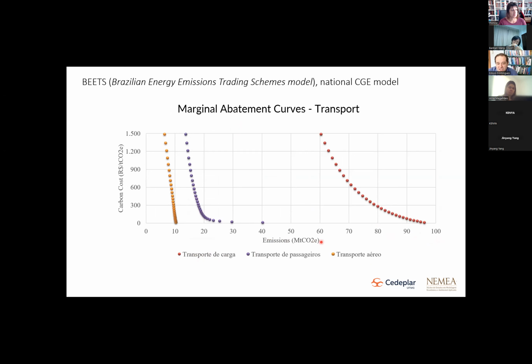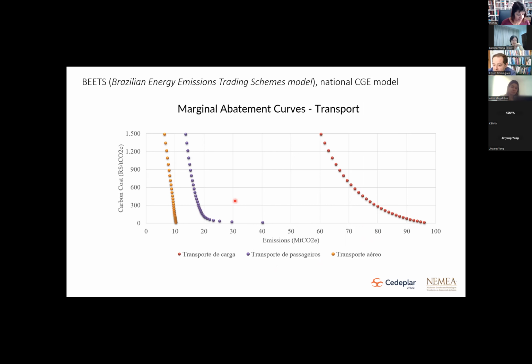For the transport systems, we have a steeper curve, around flight sectors or transport of passengers and others. So this is something where we can apply this national model in Brazil. We have also used this model to study carbon markets.